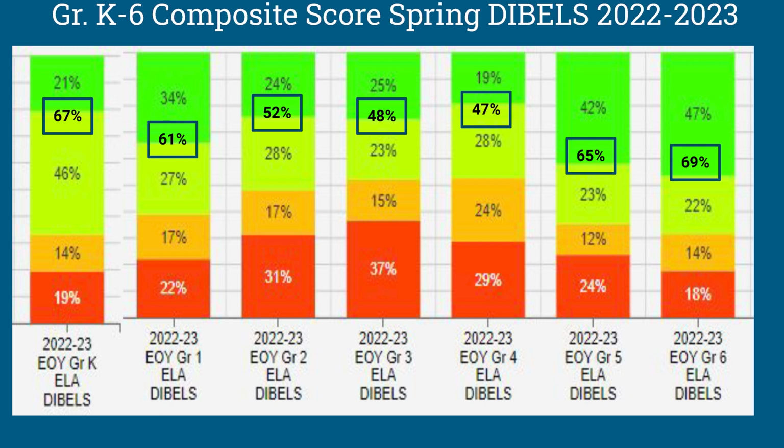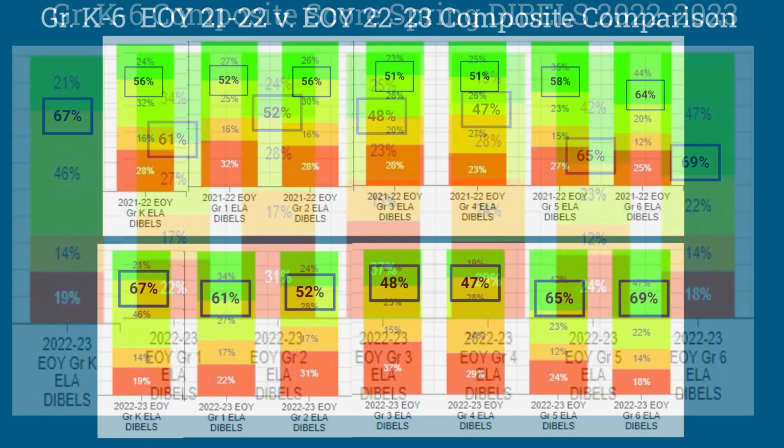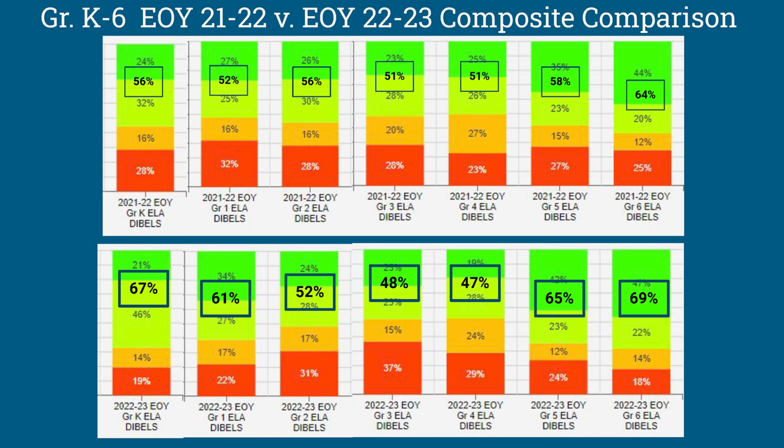First grade, 61% of our students are on level. Second grade, 52. Third grade, 48. Fourth grade, 47. Fifth and sixth grade had huge jumps, 65% and 69% of the students being on or above grade level for DIBELS. Taking a look at comparing that to last year.